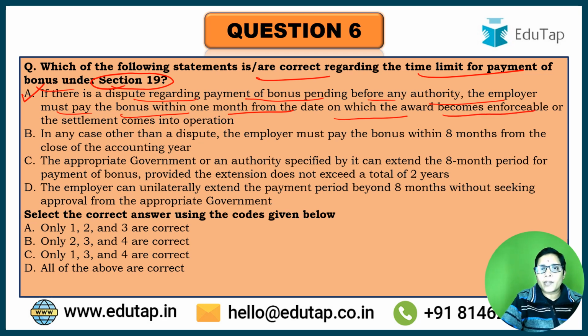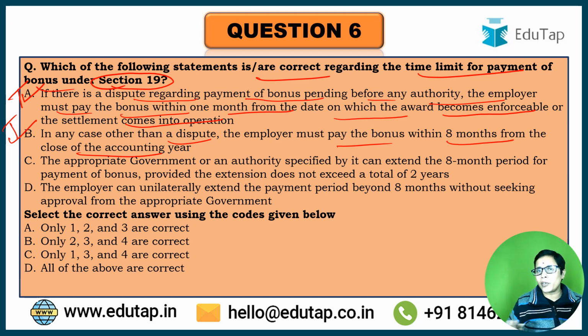They have given some award, some judgment, right? Enforceable, or the settlement comes into operation, within 1 month. That has to be done. This is very much true. Okay. In case other than a dispute, if there is no dispute, then the employer must pay the bonus within 8 months from the closure of the accounting year. This is also very much true. Within 8 months they have to pay.